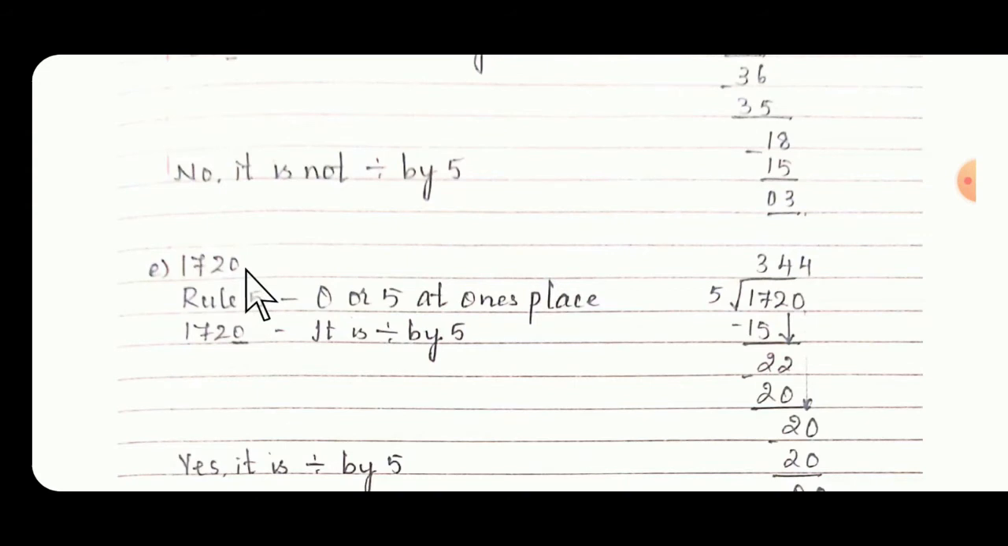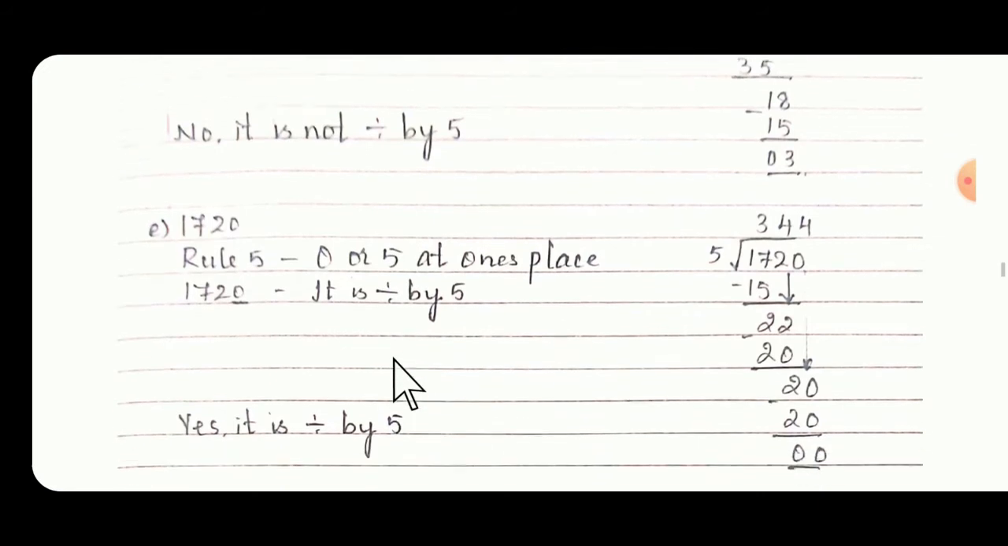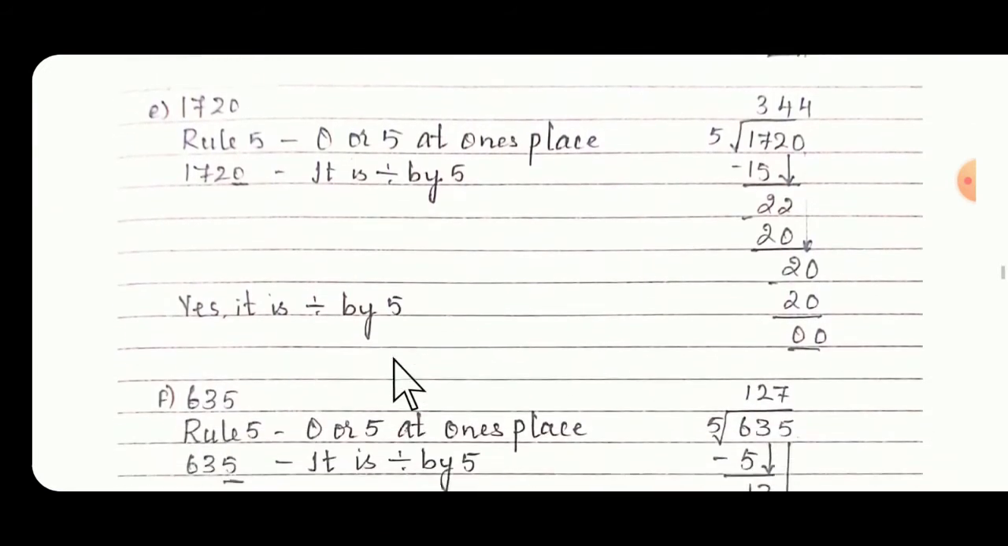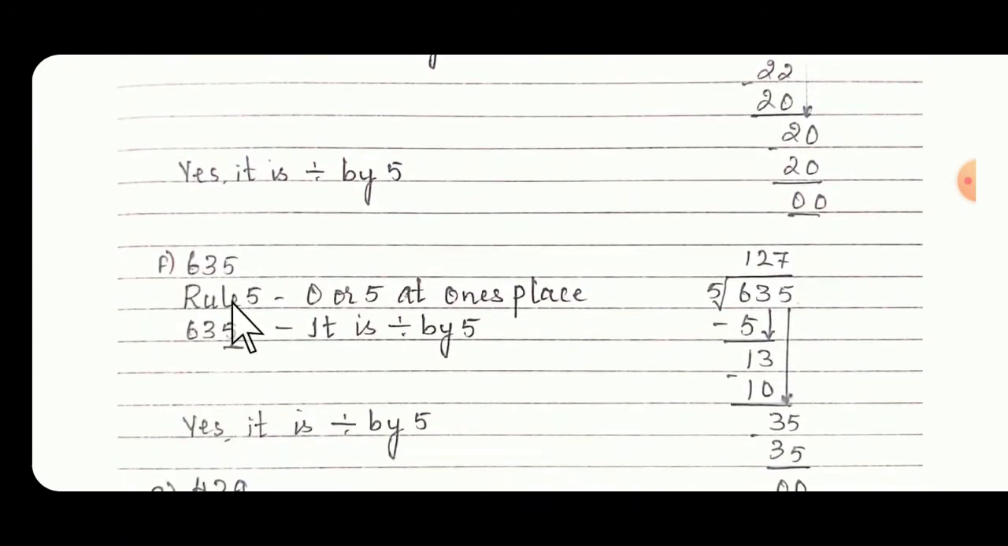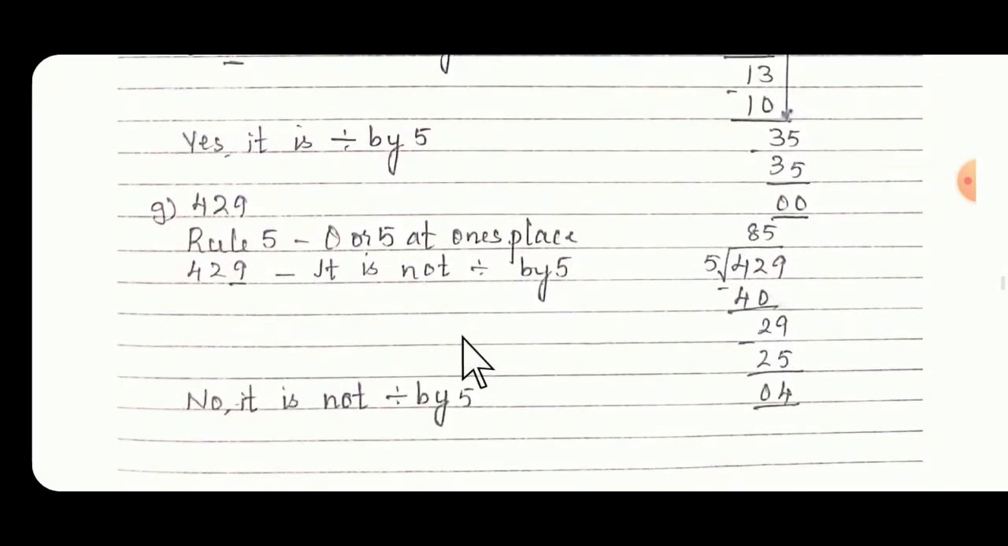1720, 0 in the place of ones. So it is divisible by 5. Why? Rule 5 says that 0 or 5 at ones place tells us that it is divisible by 5. F, 635. What does rule 5 say? 0 or 5 at ones place. 5 is there, that means yes, it is divisible by 5.